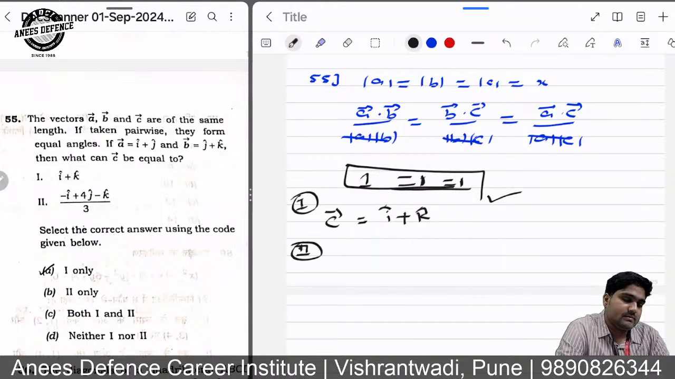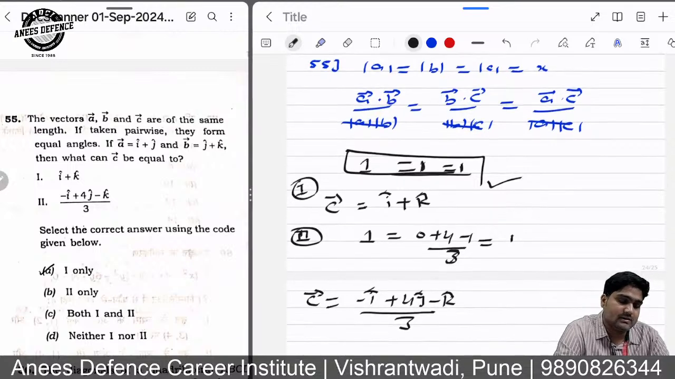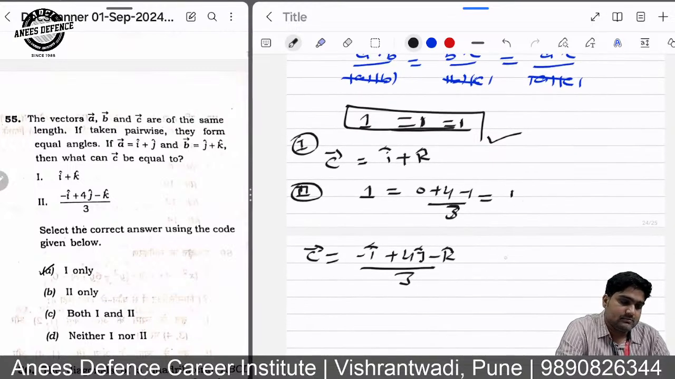Statement 2. Now find A dot B again. A dot B is 1. Here C is considered in statement 2 as minus I plus 4J minus K upon 3. Now find B dot C. B dot C is 0 plus 4 minus 1 by 3. Again, it gives the result 1. So we can say that both the statements are correct. So the answer for question number 55 is C.